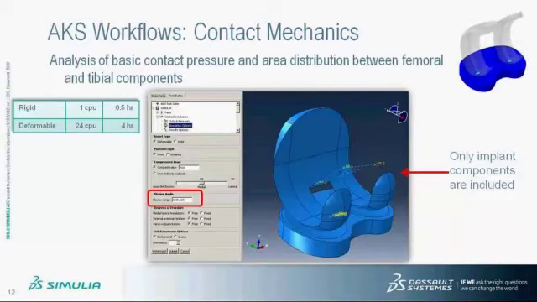So in this case, the femur component will start from 0 degree flexion and go to 120 degree flexion, and the user will be able to visualize the results at 30, 60, 90, and 120 degree flexion.